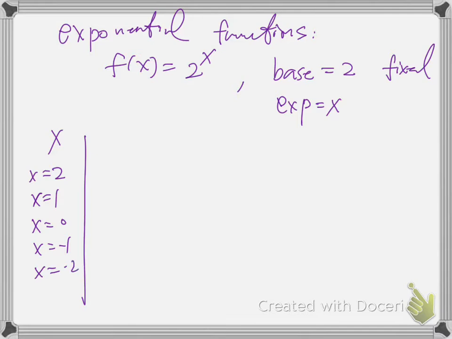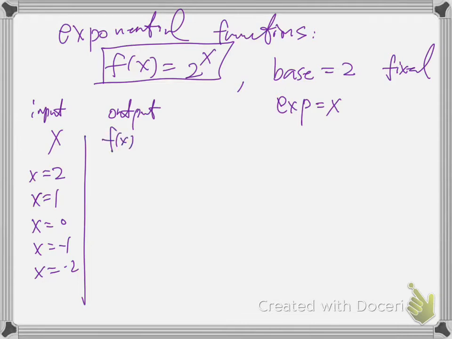These are the inputs of the function 2 to the x power, this exponential function. Now what's the output? The output is f of x is 2 to the x. So f of 2, x is 2, so it's 2 squared. This is 2 times 2, 4. We replace x by the number 2.